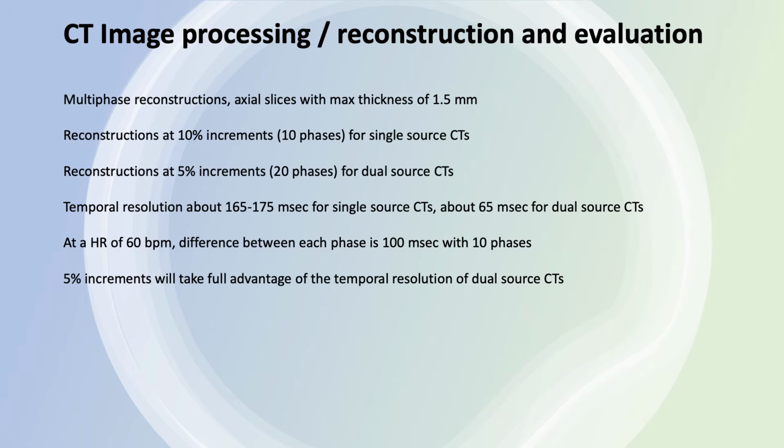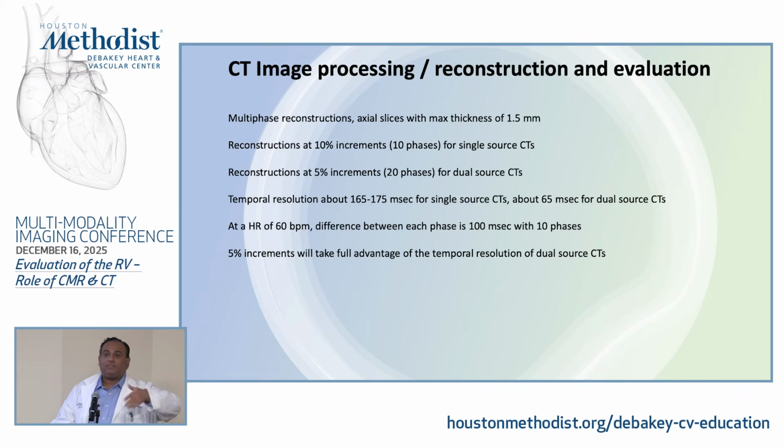So we remember in MRI, we're prescribing the slices in the short axis one by one. CT is already a 3D acquisition. So you could start doing RV function at every 0.5 millimeters, that's the lowest thickness with the scanner; with photon counting, it's even lower now. But there's no point of doing that. Typically 1.5 millimeter slices are good enough. Reconstruction is at 10% increments, which is 10 phases for single source CTs.